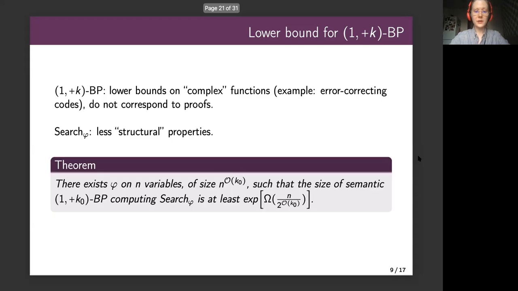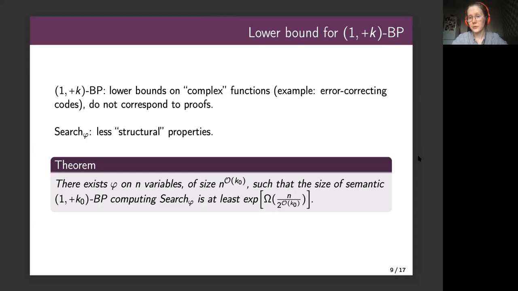So our result is the following. It is an exponential lower bound on the size of the semantic 1-plus-k BP for search phi, for some family of formulas phi. And this bound is exponential for k up to log n over log log n.